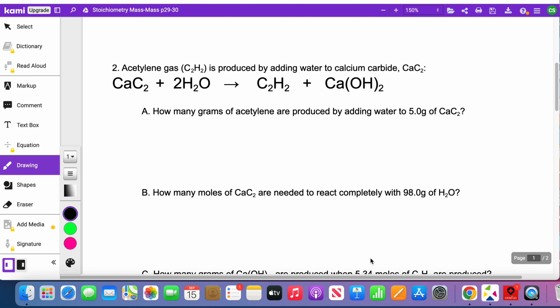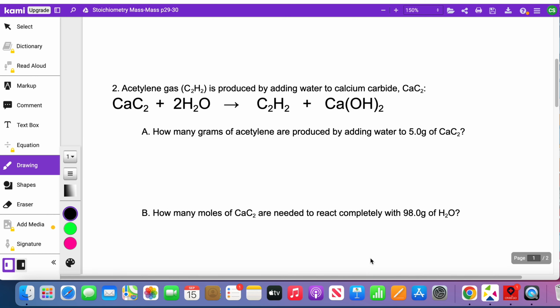Do this problem with me. I want to show you something. I want you to go to number 2 on, let's see, I'm not sure if it's still page 29 and 30. Let me look in the binder here. I forgot. Yes, it's on page 29 and 30. So go to number 2. We're going to do A, B, and C.